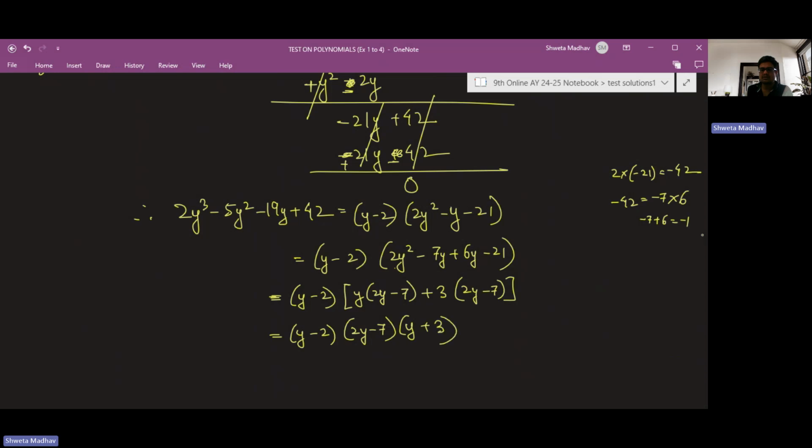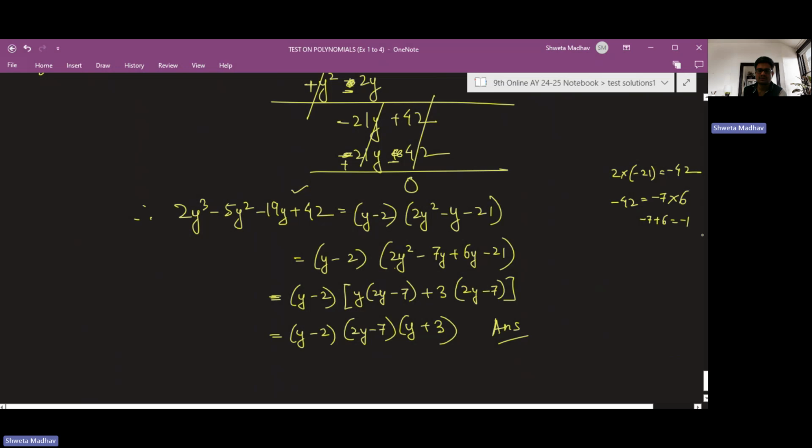So these are the required three factors of the given polynomial p of y, which is 2y cube minus 5y square minus 19y plus 42. So the three factors are y minus 2, 2y minus 7, and y plus 3. So this is the answer.